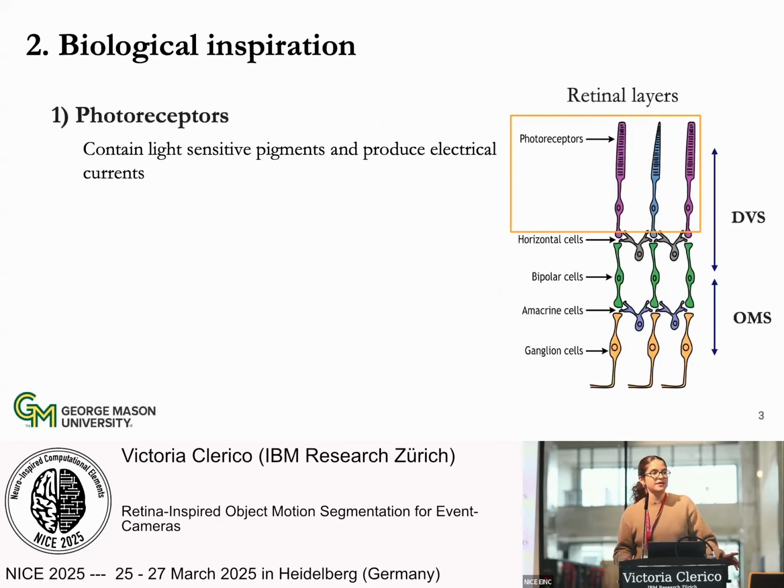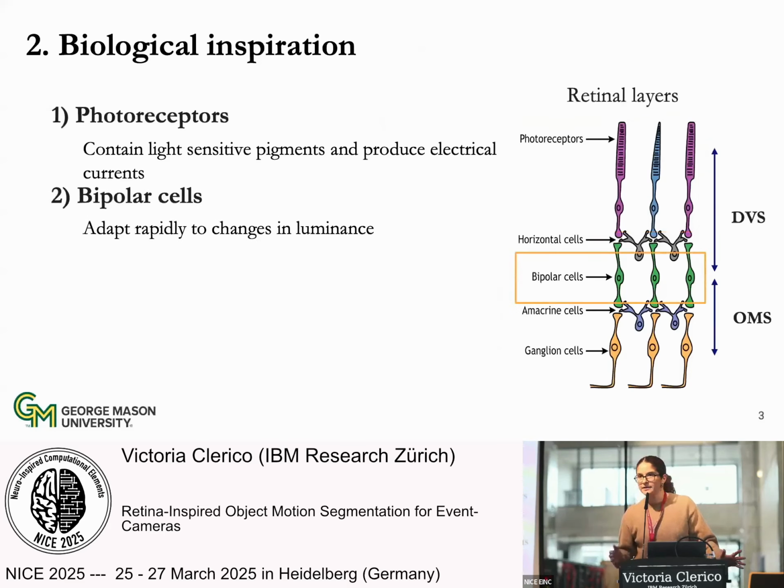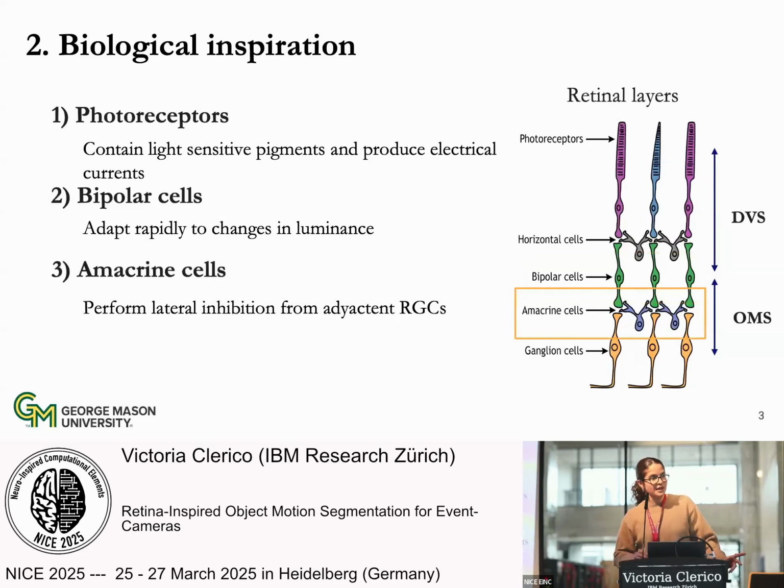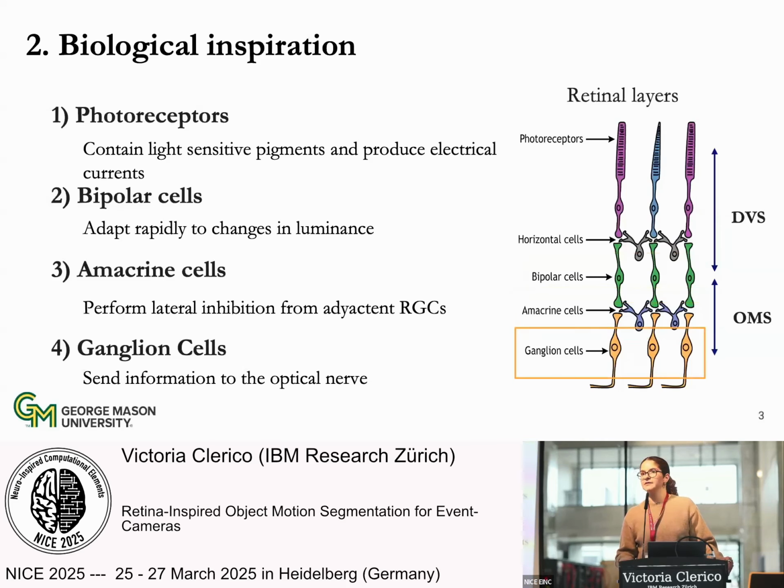In the retinal layers, initially the photoreceptors, which contain sensitive pigments, translate the photons into electrical currents. Then the bipolar cells adapt rapidly to luminance changes and they depolarize or hyperpolarize in the presence of light. This mechanism is already imitated by dynamic vision sensors. However, a more refined version of the information processing is performed at the intricate layers of the retina, specifically in the ganglion cells. The amacrine cells perform some sort of lateral innervation between interconnected bipolar and ganglion cells. And then the ganglion cells refine this visual stimuli into spike trains to send visual-rich information through the optic nerve.